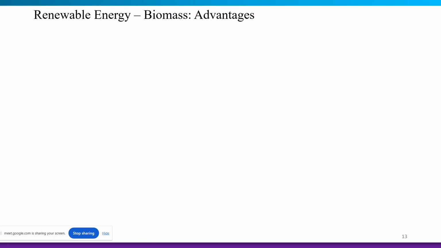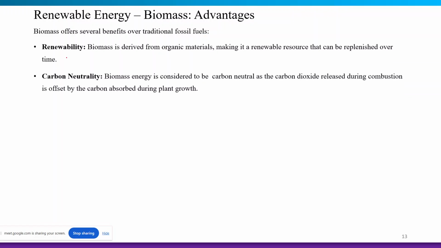Now, what are the advantages that we want to refer to over fossil fuels as a renewable energy? Biomass offers several benefits over traditional fossil fuels. The first is renewability: it is derived from organic material and can be replenished over time. Carbon neutrality is also maintained: carbon dioxide is released during biomass conversion, but it is offset by the carbon absorbed during plant growth.